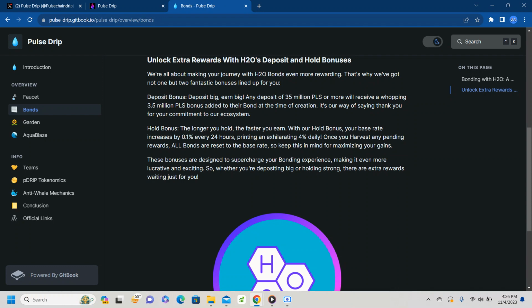Any deposit of 35 million PLS or more will receive a whopping 3.5 million PLS bonus added to their bond at the time of the creation. Wow, so that's massive. It says it's our way of saying thank you for your commitment to our ecosystem.